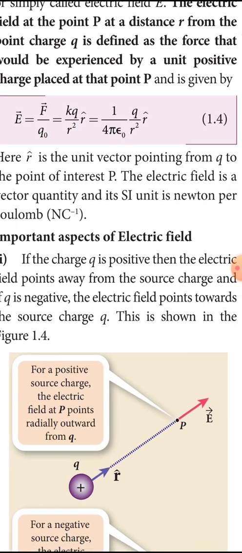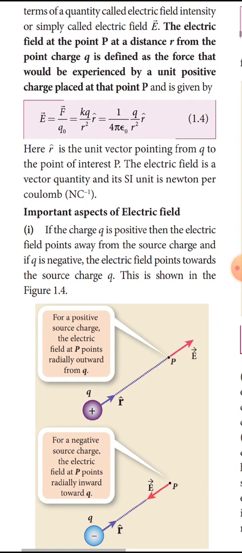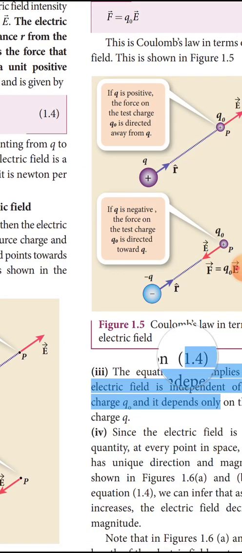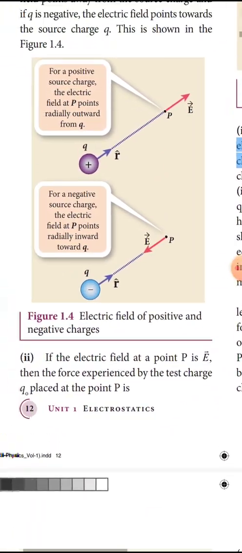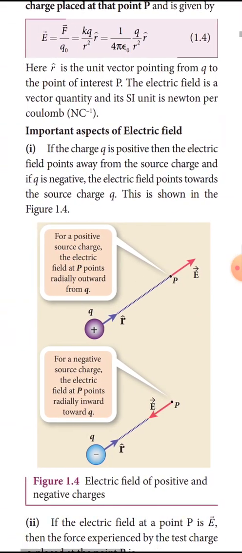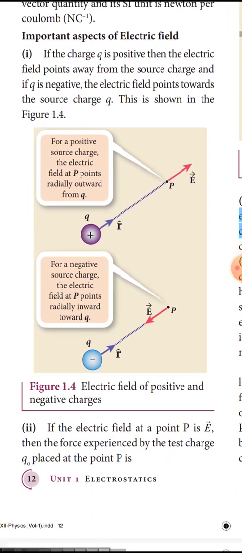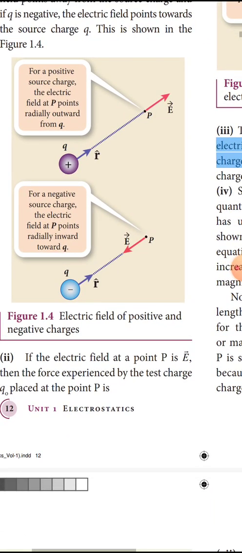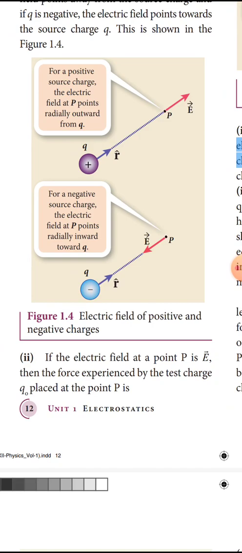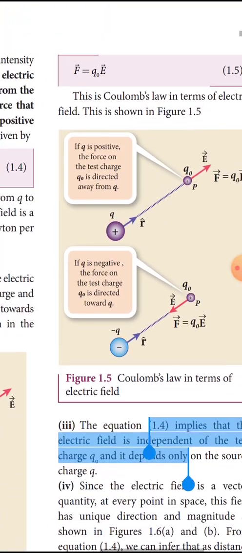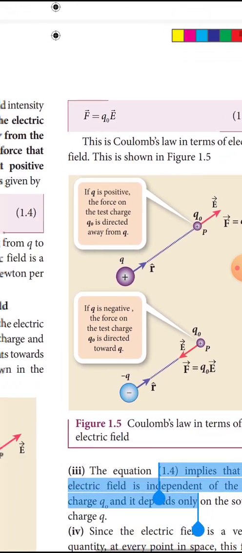Next, the important aspects of electric field, and you have to study these properties of electric field. The first point is, if the charge Q is positive, then the electric field points away from the source charge, and if Q is negative, the electric field points towards the source charge Q. Then you have to find the electric field at a point, E vector, from the force experienced by the test charge q naught, and you have to write Coulomb's law in that.